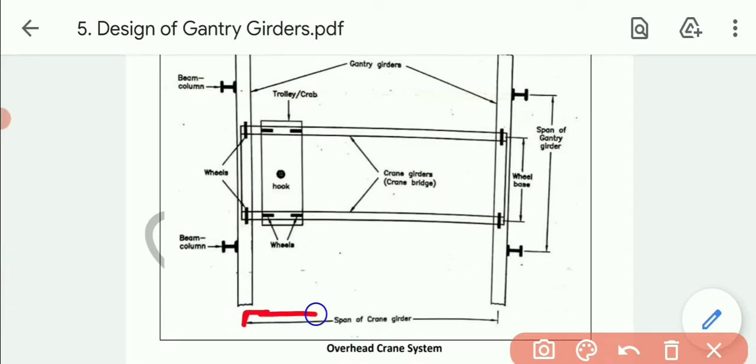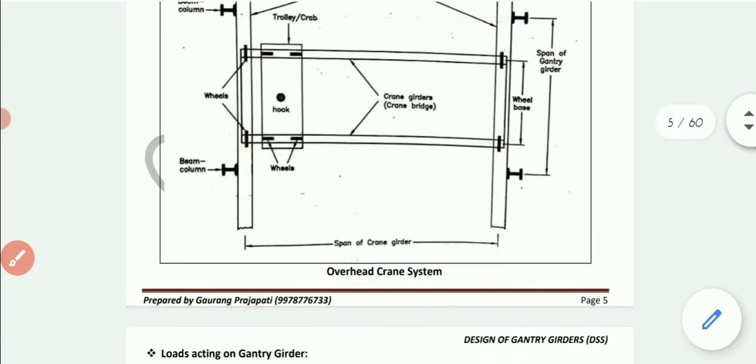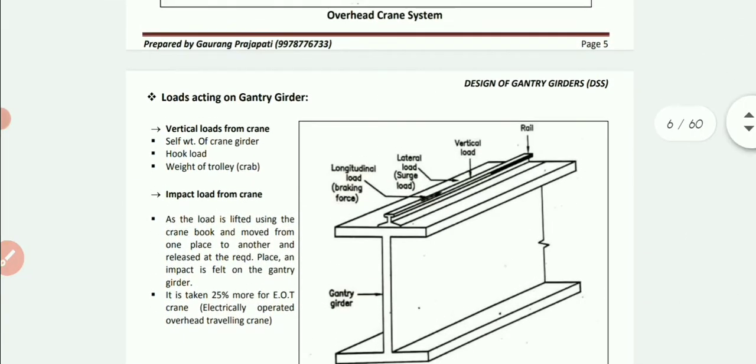This one was the span of the crane girder, and this one is the span of the gantry girder. That will be given to us in the data. Then let's talk about the various loads which are acting on the gantry girder.